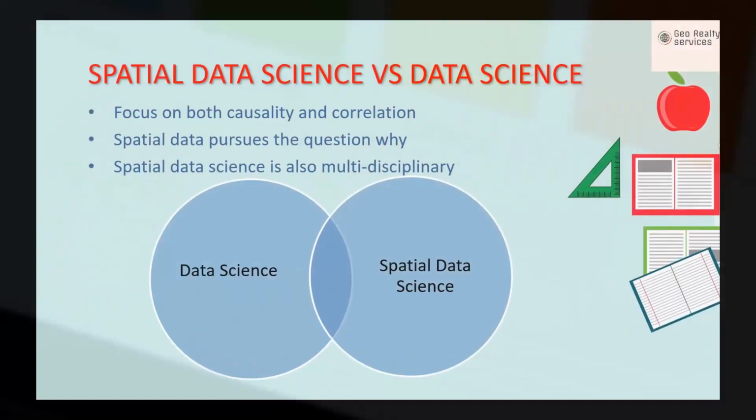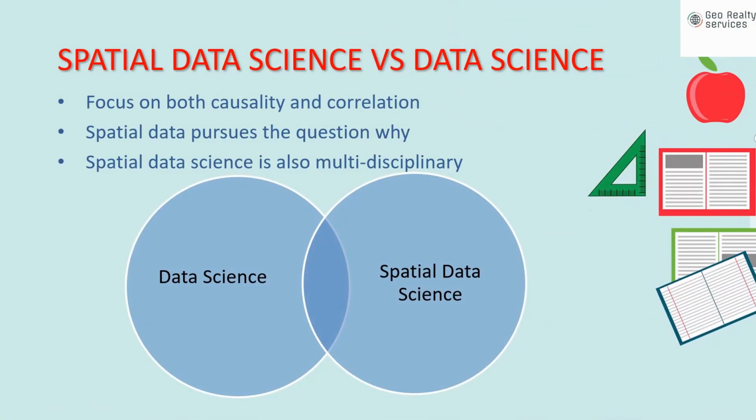Spatial data science is similar to data science in definition, but there's a major difference: spatial data science equally focuses on both causality and correlation. In other words, spatial data science pursues answers to the question why, and also a simple pattern of spatial phenomena. Spatial data science is also multidisciplinary, so that spatial data handling and management are important disciplines.